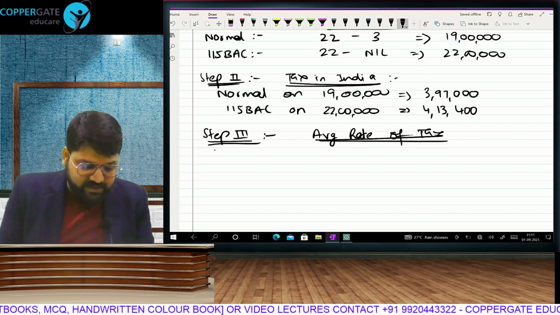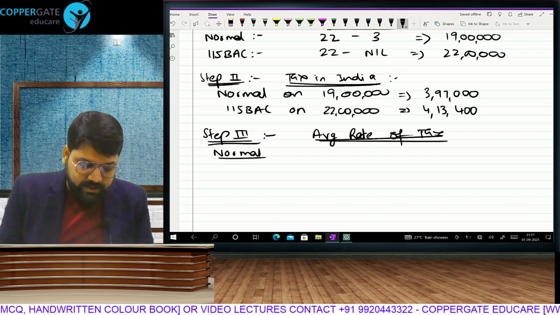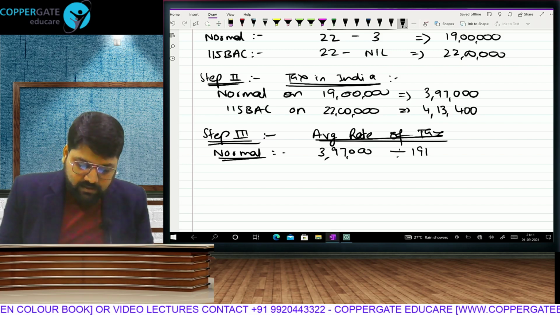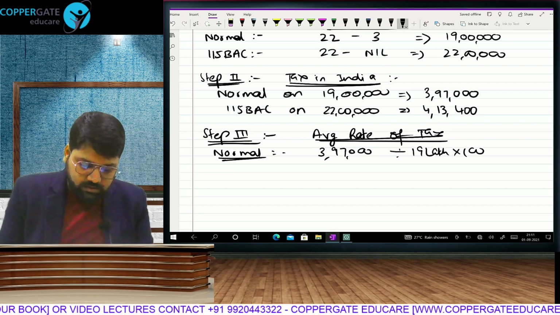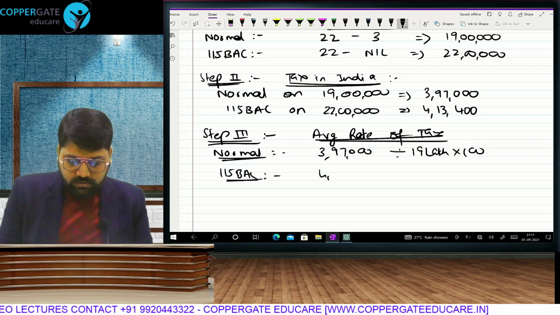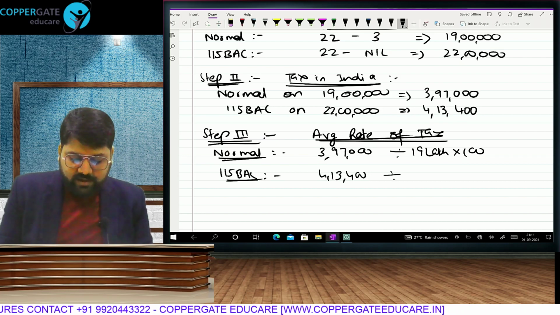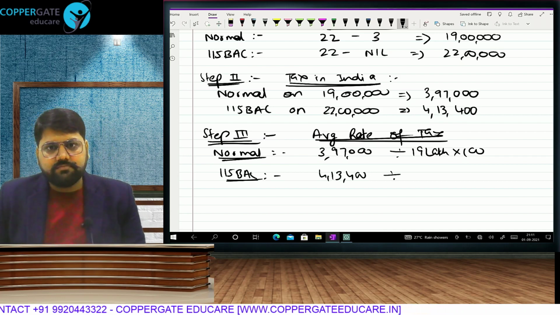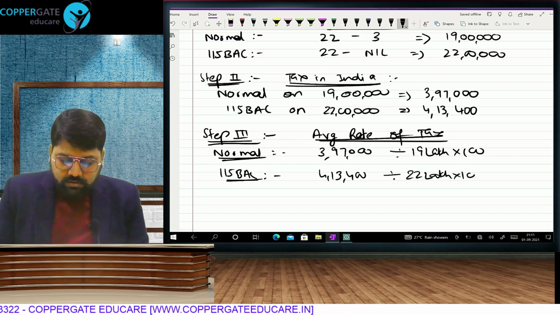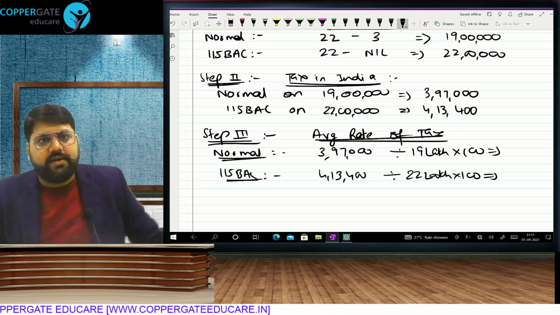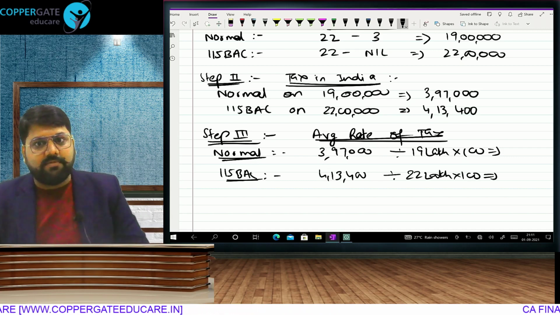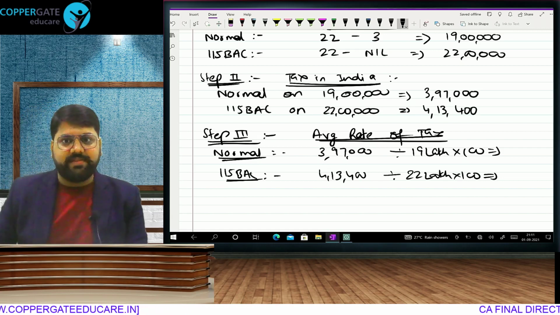So when we calculate average rate of tax, under normal, it is going to be 397,000 divided by 19 lakh into 100. And under 115BAC, 413,400 divided by what into 100? Because this was calculated not on 19 lakh, this was calculated on 22 lakh. So on whatever amount you have calculated, that is the amount that you have to take. 2 decimals please for both of them.